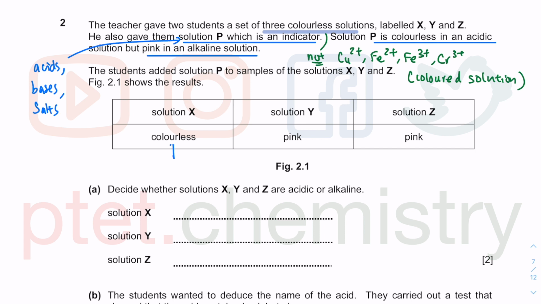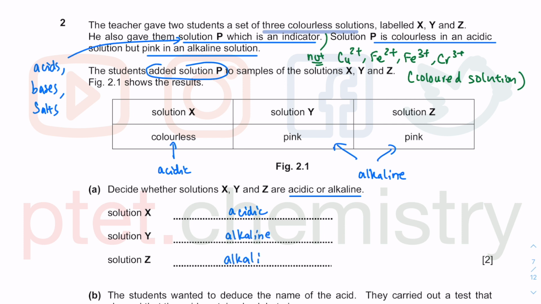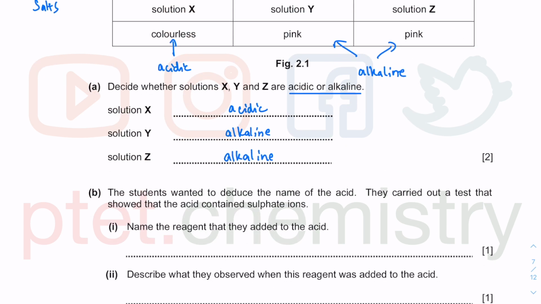So solution X, you already added indicator. Solution X is colorless, meaning to say this must be acidic. Pink there must be alkaline for Y and Z. And as such, decide whether they are acidic or alkaline. X is acidic as it remained colorless, because colorless remains colorless in acidic solution. But Y and Z must be alkaline because the indicator turned pink. So based on the information given, we circle and underline information as we read and process information.